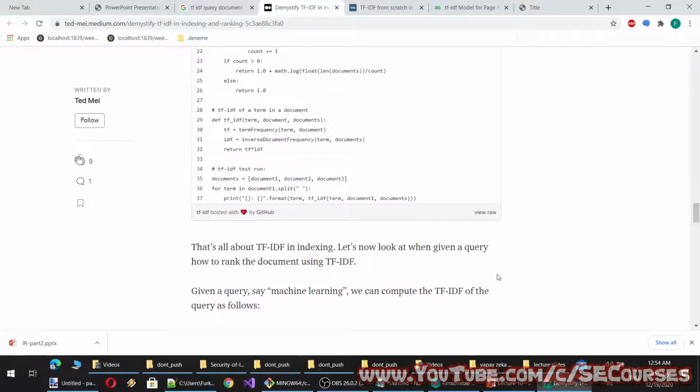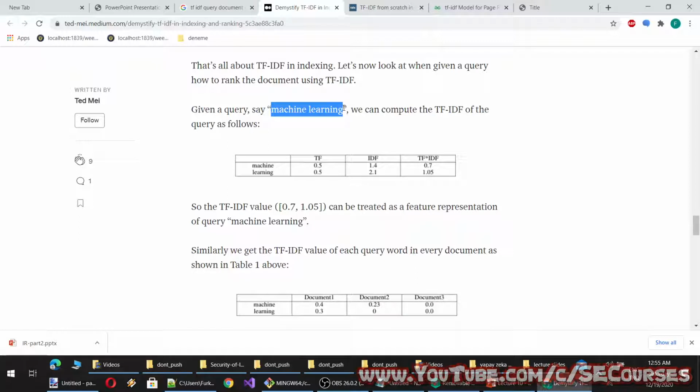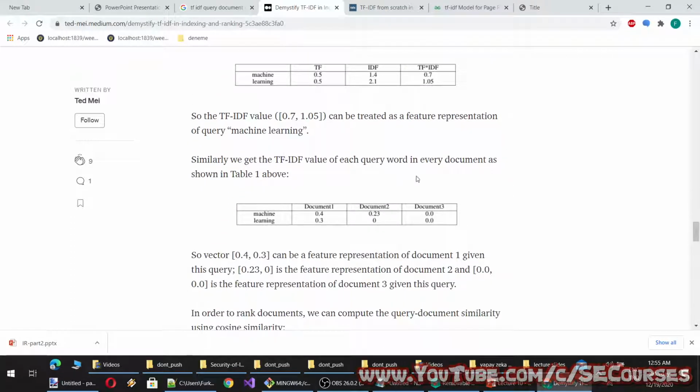Then we can calculate the Tf Idf score for any query we have. So the query is machine learning. You see the query also gets its Tf Idf computed based on the corpus itself, and we are using the IDF of these words in the corpus. So there is a Tf Idf score like this. Then we can get the similarity of each document to machine learning. So machine gets 0.4 in document 1.